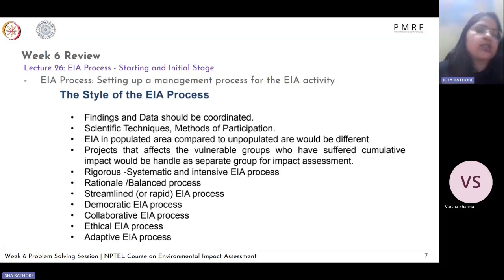So that is also something which the team and the process of EIA needs to be agreed on by the team. Whether it's going to be a rigorous, systematic, and intensive EIA process, whether it's going to be a rational or balanced process, how it's going to be rapidly done, or is it a very streamlined, longer process? Is it a democratic process? Whether different collaborative approaches have been undertaken in this EIA at different stages, whether they are going to do an ethical and adaptive EIA. Yes, we will look up all of these definitions further down, but the style of the EIA process needs to be decided by the team along with the project proponent before they begin.